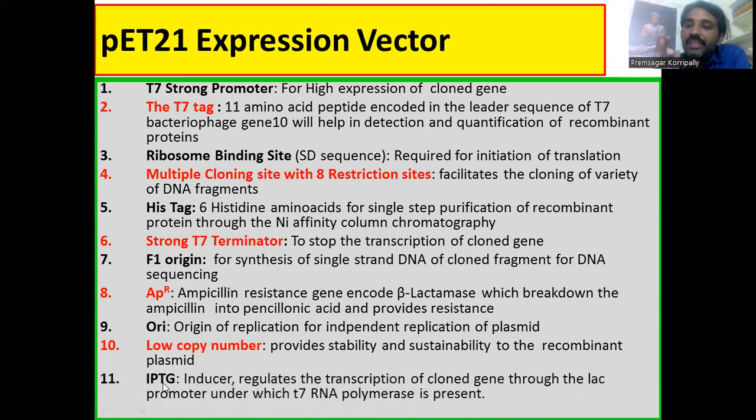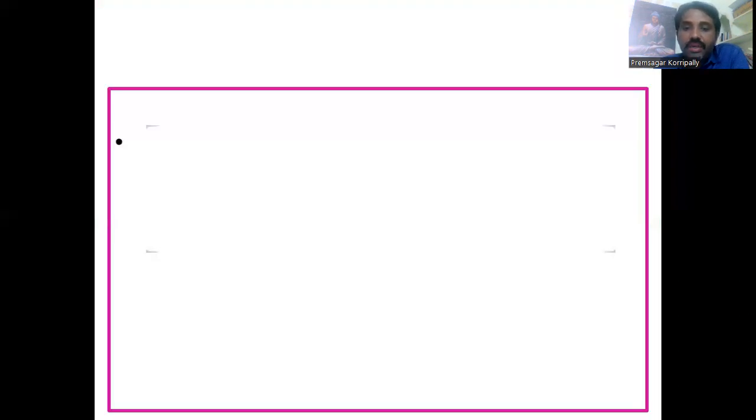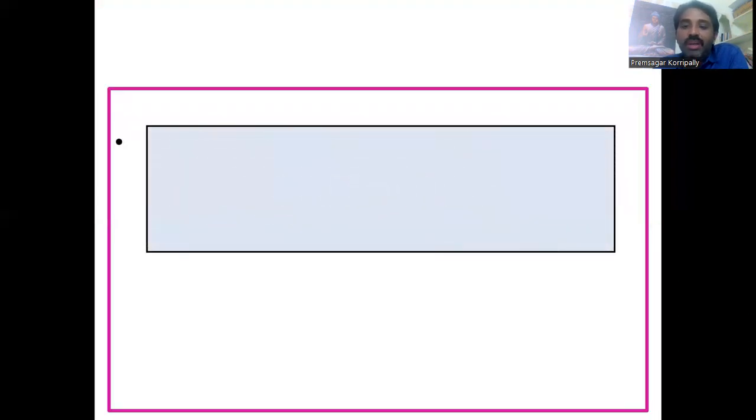And IPTG is the important molecule, as I said. IPTG will induce the transcription of the cloned gene. In the absence of IPTG, there is no transcription of your cloned gene, right? So this is the pET21 expression vector.